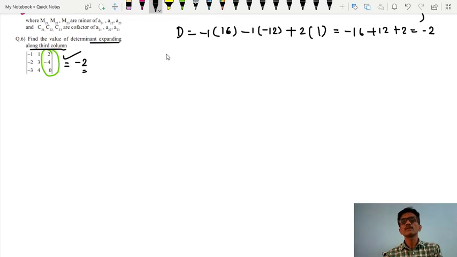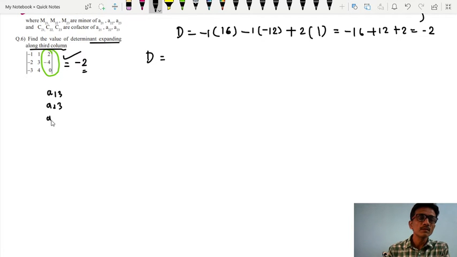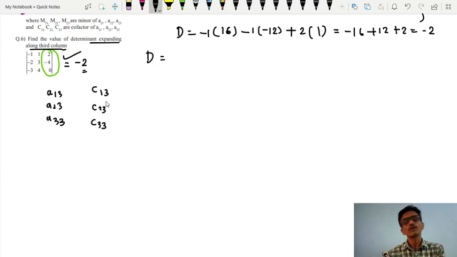Now we have to expand this determinant along the third column. So how can we? The determinant D will be equal to the third column. What are the elements of the third column? The elements of the third column are A13, A23 and A33. Then what will be the cofactors of the third column? The cofactors of the third column are C13, C23 and C33. These are the cofactors of the third column.